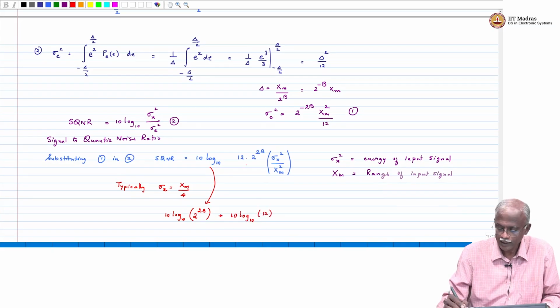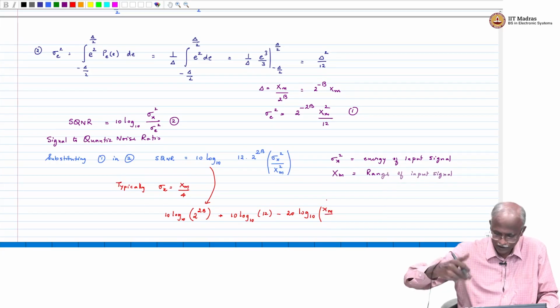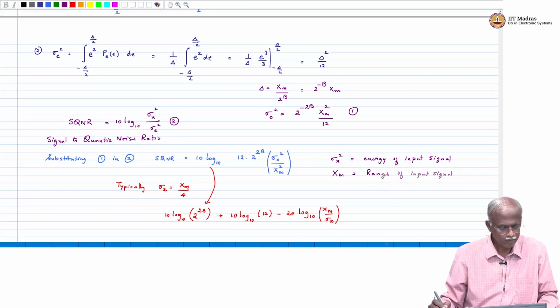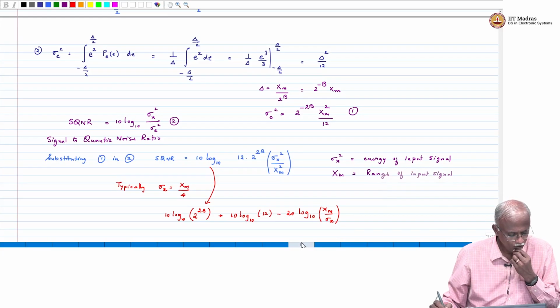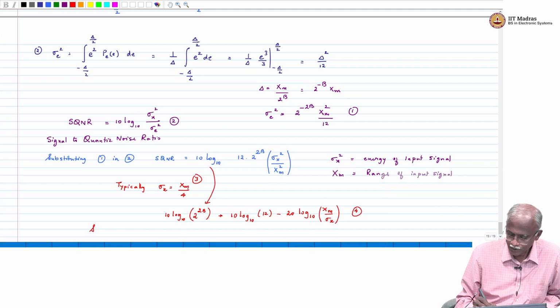That is a constant, 12, minus 20, because xm squared and sigma x are squared, so 20 log base 10 of xm by sigma. I took the inverse ratio, so instead of plus log, it is minus log of xm by sigma x. Now, substitute xm by sigma x equal to 4 over here. Substitute 3 in 4. So, this is SQNR.